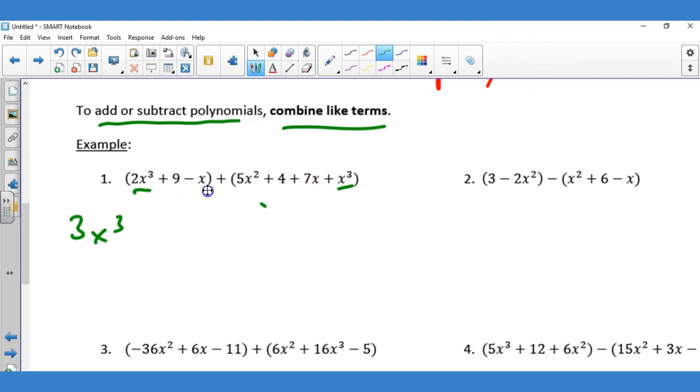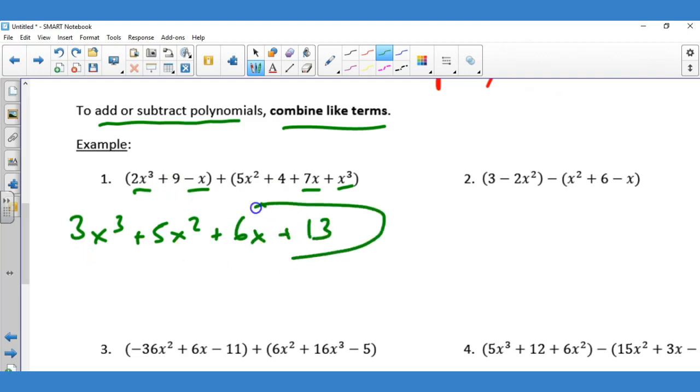Then we're writing in standard form, so x squared. There's only 1x squared right here, so we're going to go ahead and keep that 5x squared. Then look for the x term, negative 1x and 7x. Negative 1 plus 7 is 6, so positive 6x. And then the constants 9 and 4, that is going to be 13. So here is our polynomial, guys, once we add those 2 polynomials. And it is in standard form, descending order.